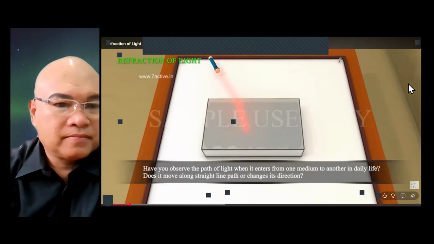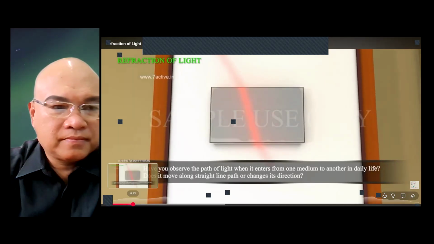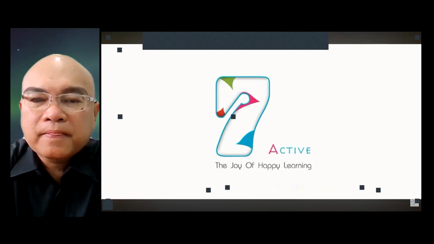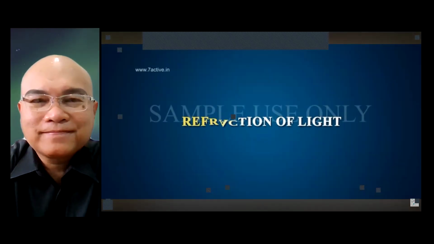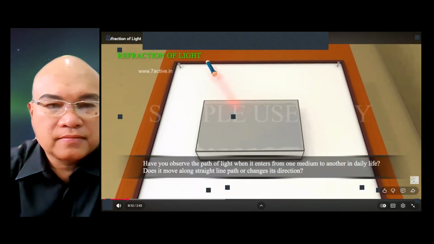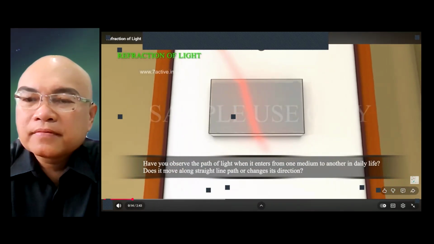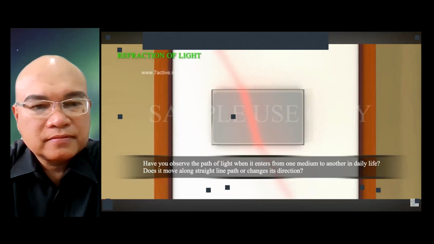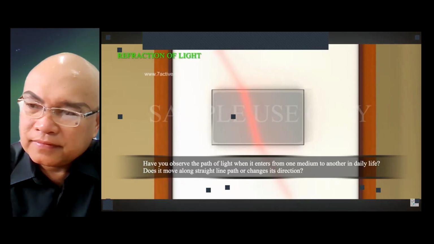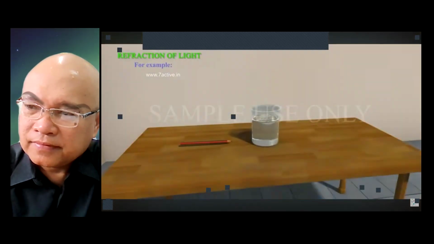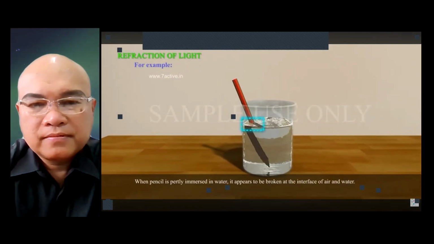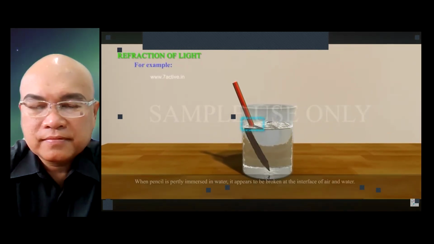Refraction of light. Have you observed the path of light when it enters from one medium to another in daily life? Does it move along a straight line path or change its direction? Let us observe some of our day-to-day experiences. For example, when a pencil is partly immersed in water, it appears to be broken at the interface of air and water.